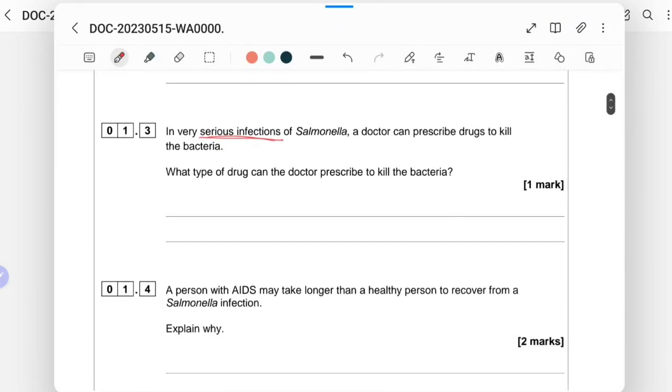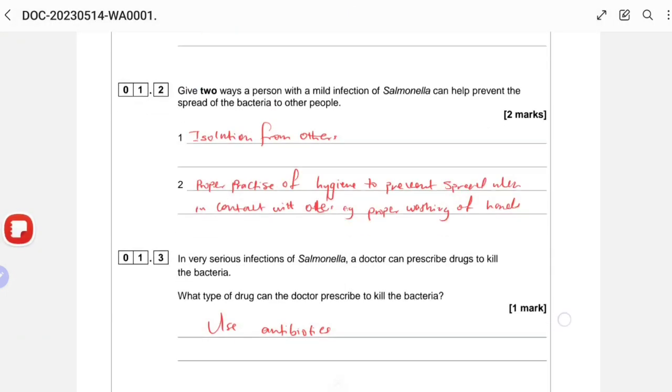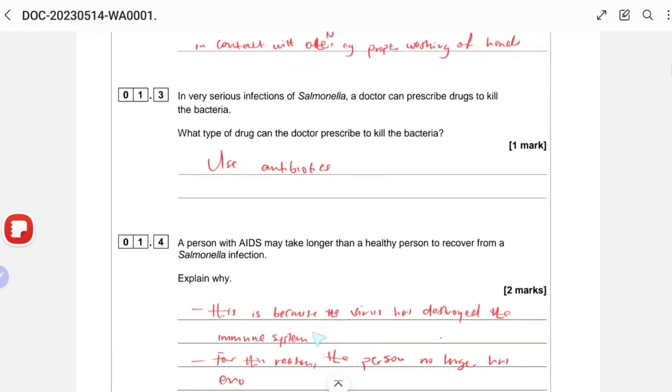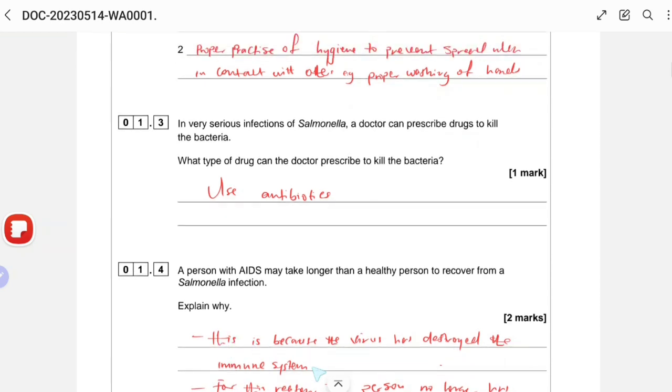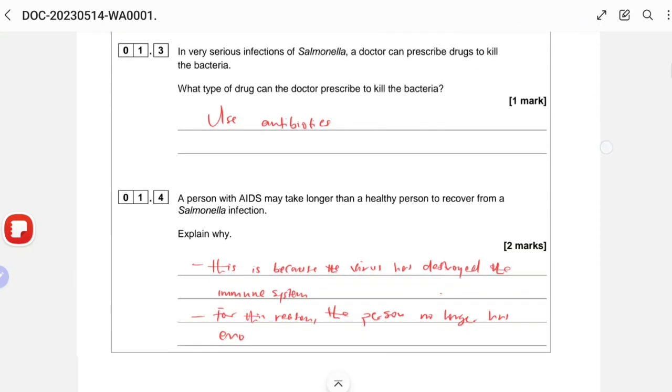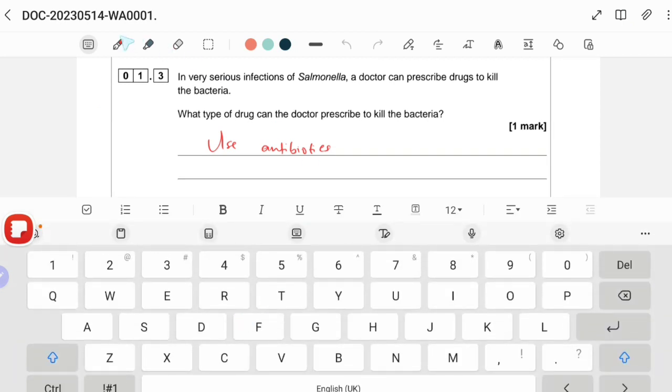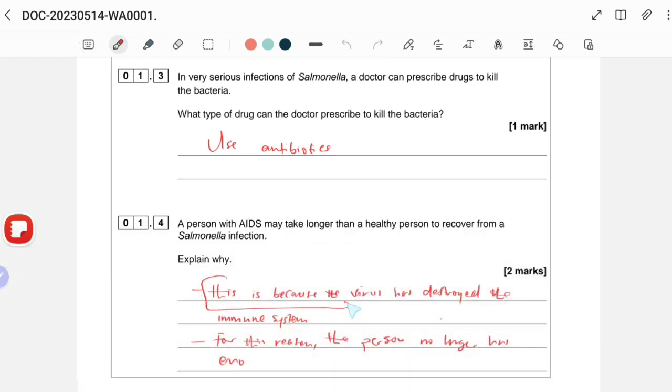Moving on. A person with AIDS may take longer than a healthy person to recover from salmonella infection. Explain why. 2 marks. Please make sure you attempt this question before you see my answer. So this is because the virus has destroyed the immune system. Anything you're going to say must reflect the immune system. This is very, very important.